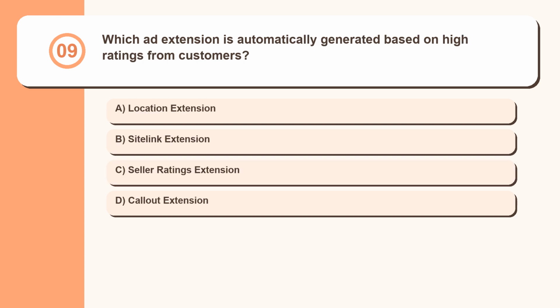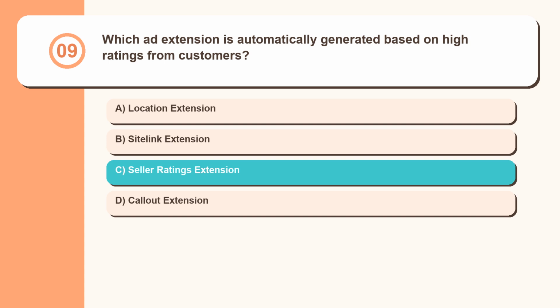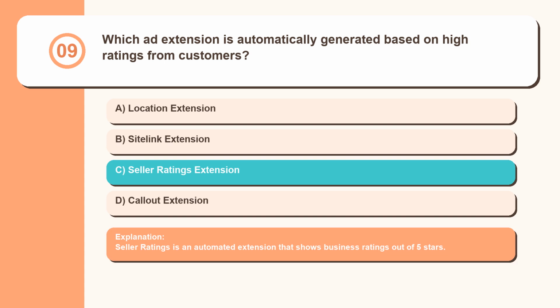Question 9. Which ad extension is automatically generated based on high ratings from customers? Location extension, site link extension, seller ratings extension, callout extension. Seller ratings is an automated extension that shows business ratings out of 5 stars.